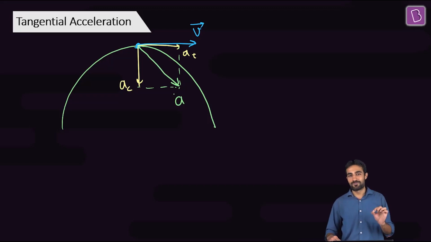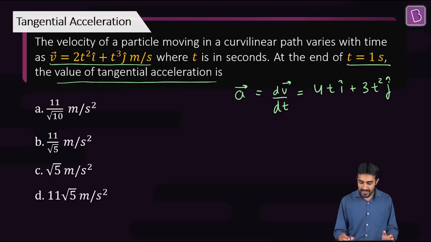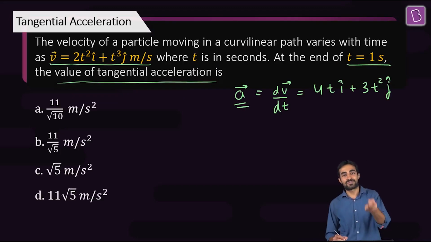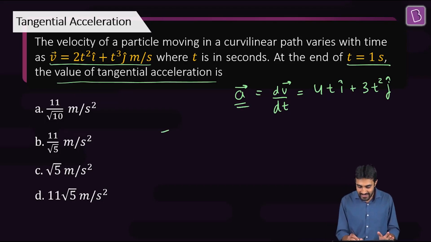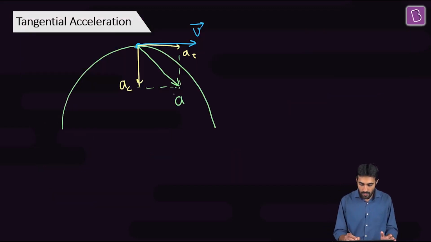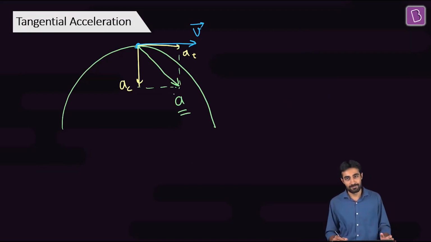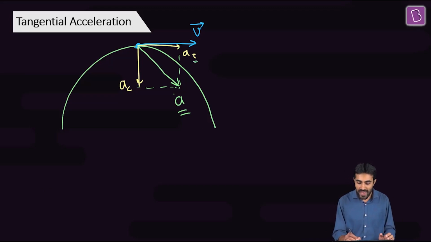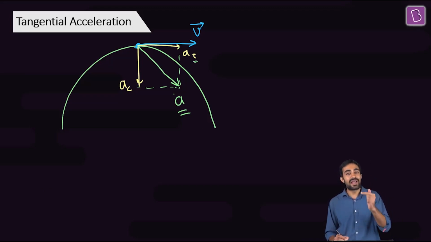Now, what do we know? We know how the total acceleration varies with time. At t equals 1 second, we know the total acceleration of the particle is 4i cap plus 3j cap. We know this total acceleration. And what do we have to find out? We have to find out the value of AT, the tangential acceleration.